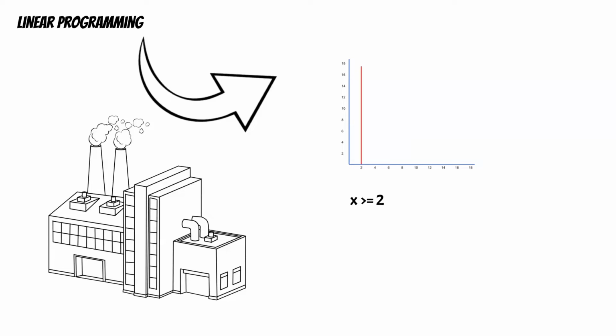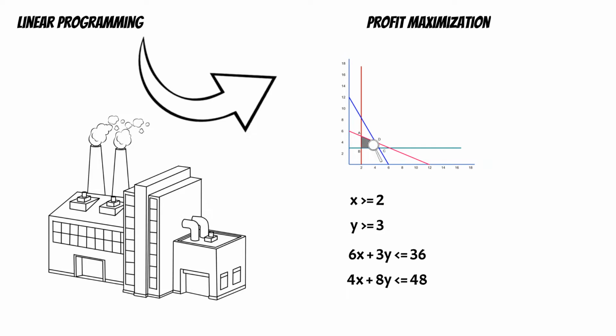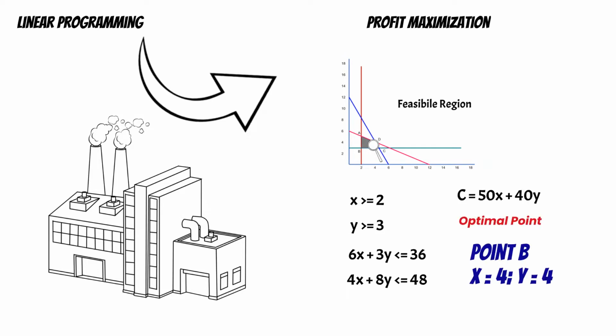What is linear programming? How to convert linear inequalities to plot on the graph? What is the objective function, feasible region, and what is the optimal point?